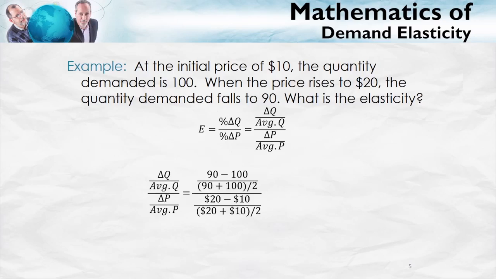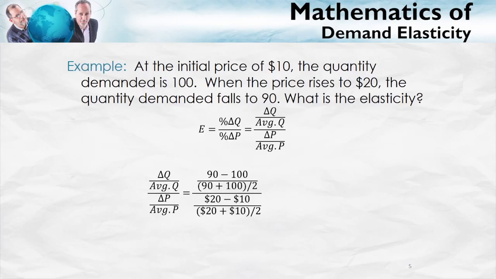So our quantity after the change is 90. Our quantity before that was 100. So on the top, the percentage change in quantity is 90 minus 100 divided by 90 plus 100 over 2. That is the average quantity.